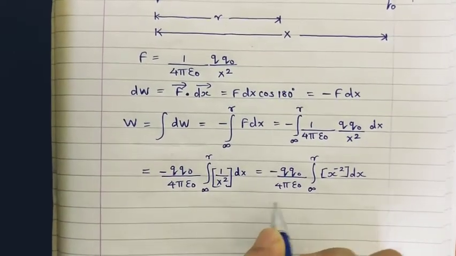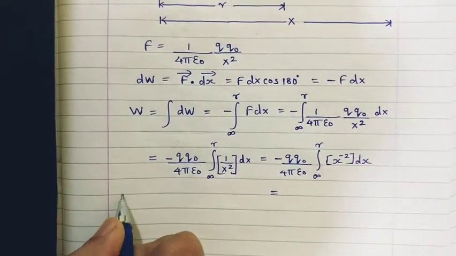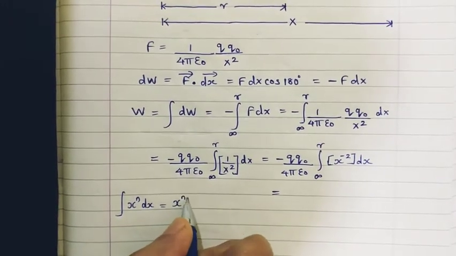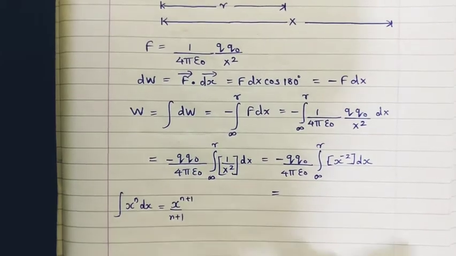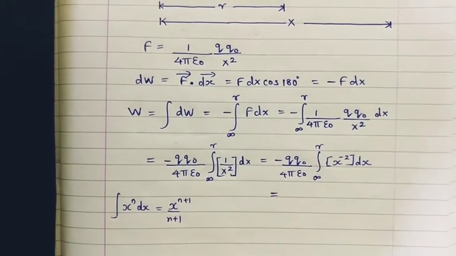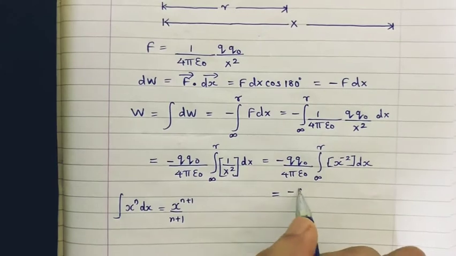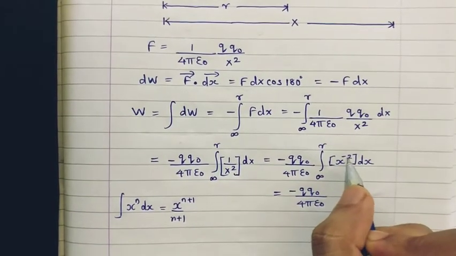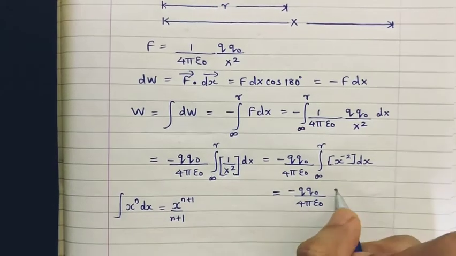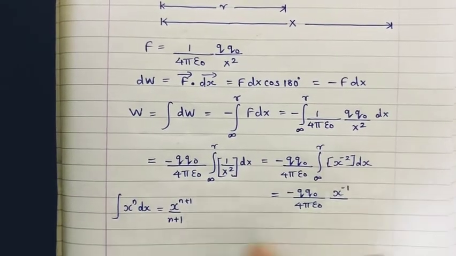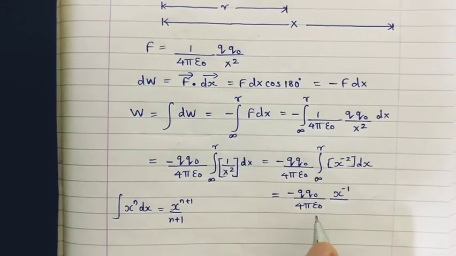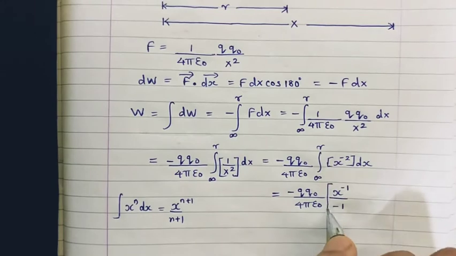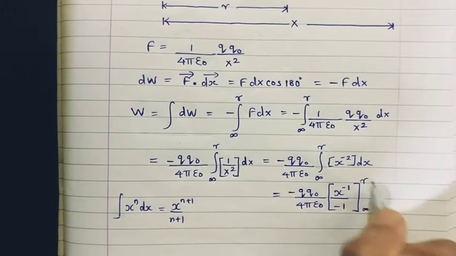Now how do we integrate this? The formula for the integration of x raised to n dx is x raised to n plus 1 divided by n plus 1. This is the basic formula for integration. The same thing will apply over here. So this q q naught over 4 pi epsilon naught will remain as it is. x raised to minus 2 plus 1 is x raised to minus 1, divided by minus 2 plus 1, which is minus 1. We are integrating it from the limits infinity to r.